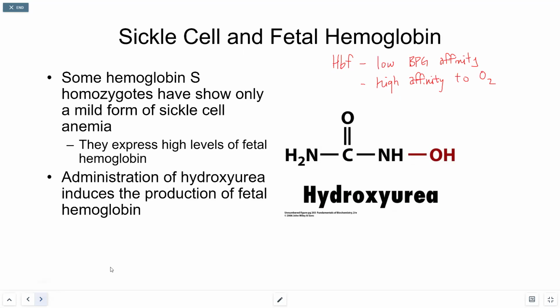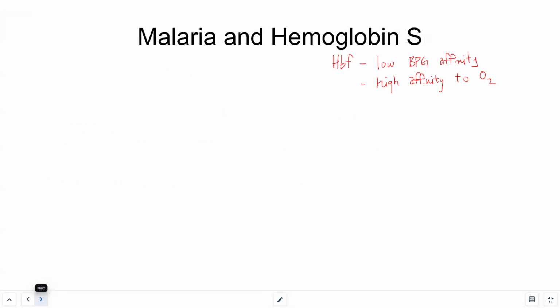Now, if someone is a homozygote for hemoglobin S, then they're going to express higher levels of fetal hemoglobin. And so that can compensate for the deficiency in their hemoglobin's function. One thing that can be done is this compound right here, hydroxyurea, which induces the production of fetal hemoglobin. So when that's administered, it can induce expression of fetal hemoglobin, and that can be used almost as a therapy or an intervention.